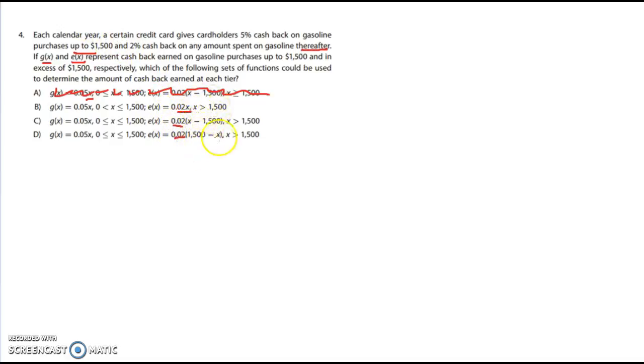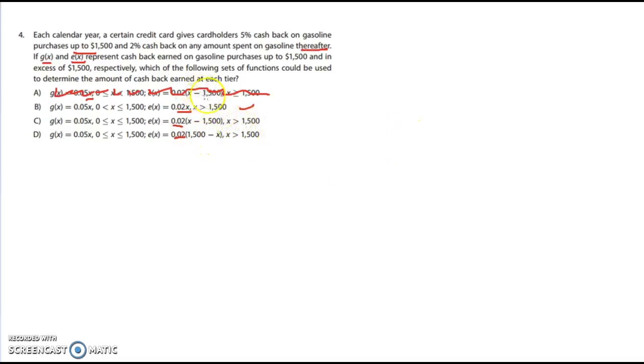But then we have these different conditions here where x, what does this mean here? Okay, let's start with the first one. It says we get 2% back when x is greater than $1,500, so long as x is greater than that. Well, that seems to sort of fit with what we were talking about, so let's put a pin in that one for a moment. Then what about this one? It says we get 2% back when x minus $1,500, and this one's $1,500 minus x.